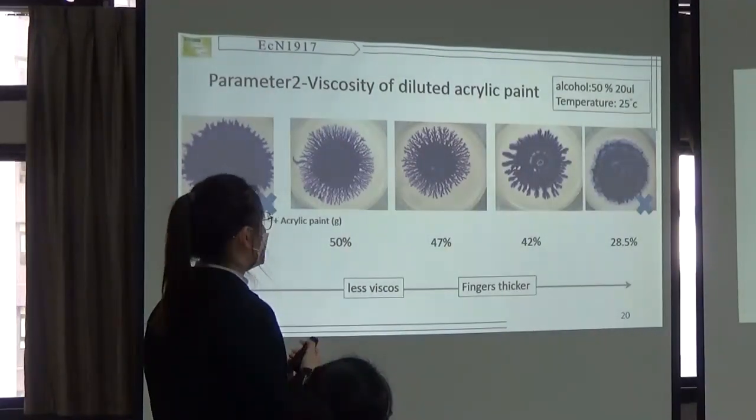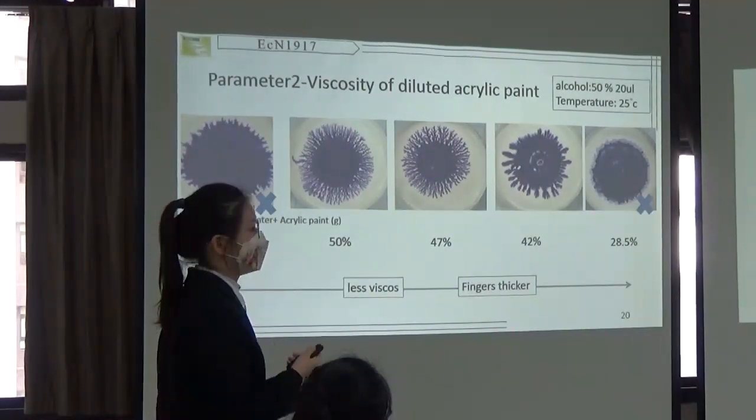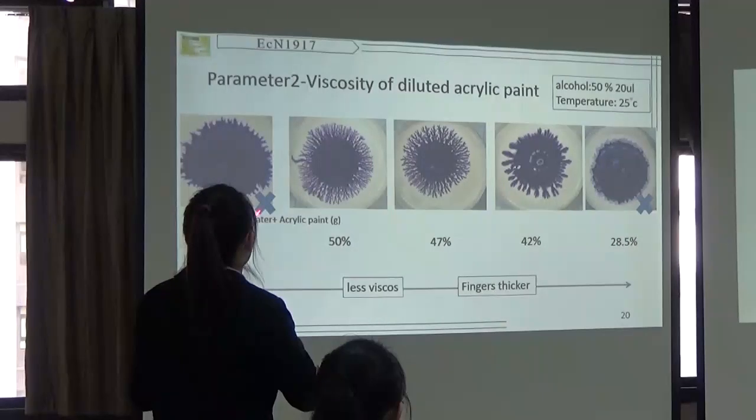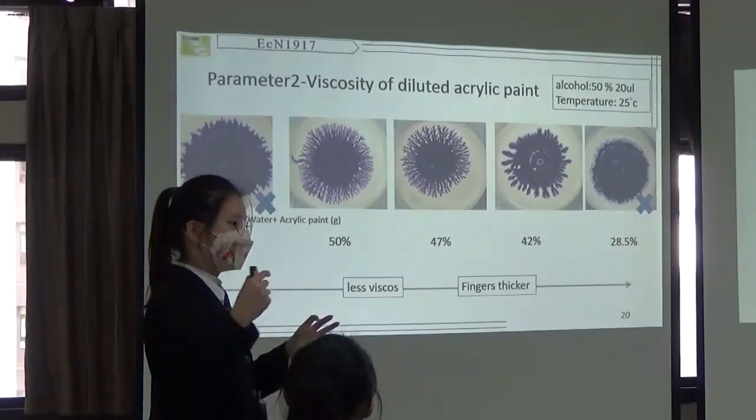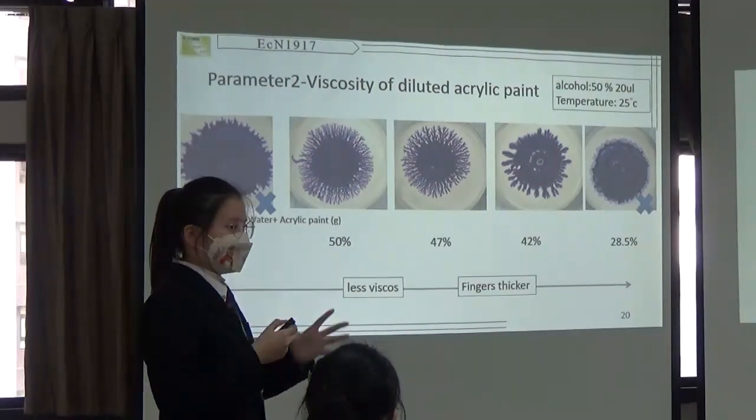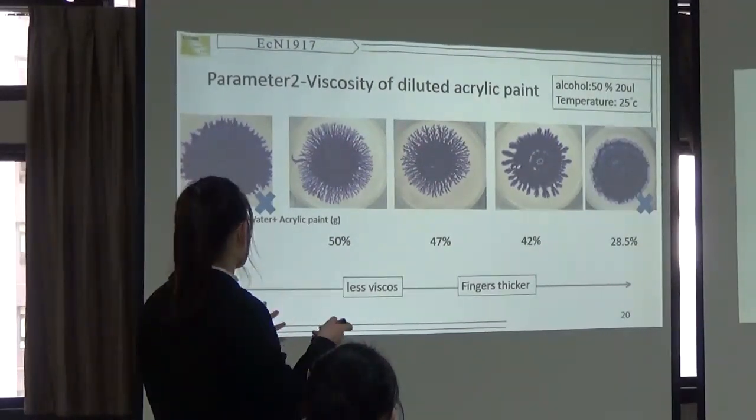And here, for parameter 2, we change the viscosity of the water pan. Here we can see that with too much viscosity, the viscous force is too big and the fingers just can't expand.